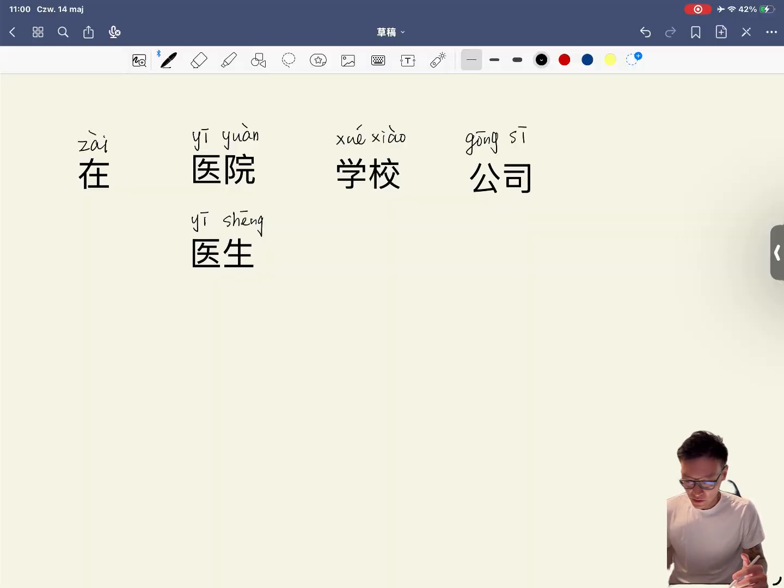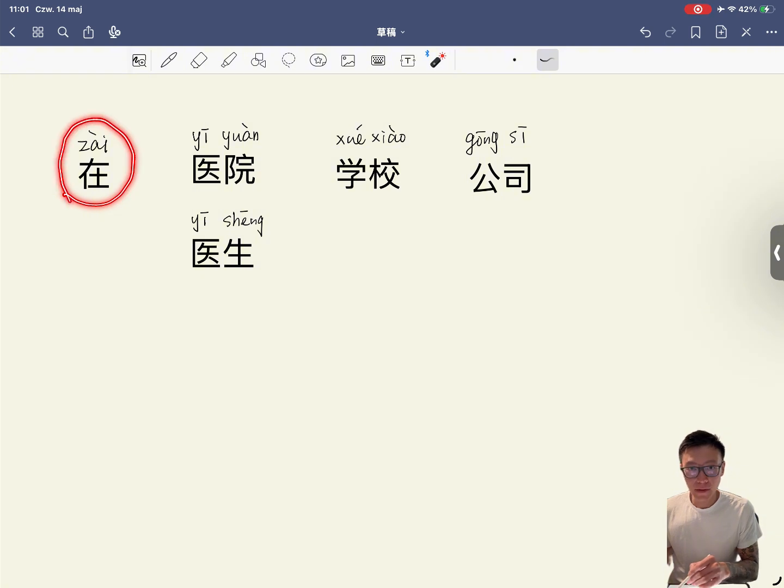This is Chinese with Charlie, and today in this lesson we're doing lesson 4, part 1. So we're going to write 5 new words today, and they are 在, 医院, 医生, 学校, 公司.